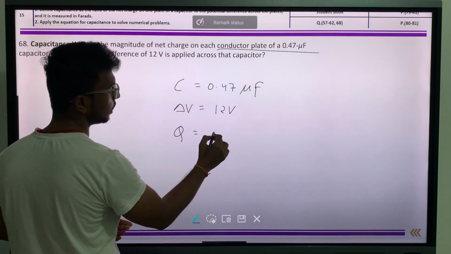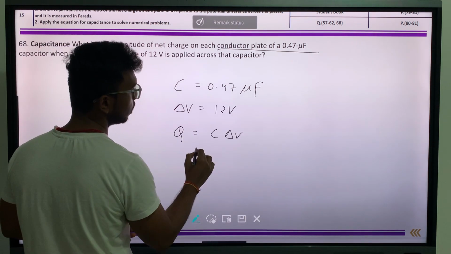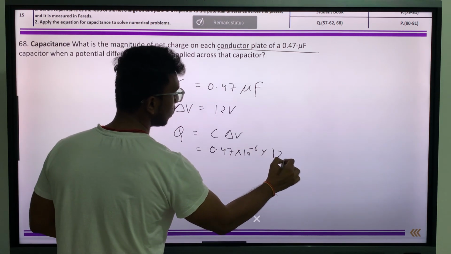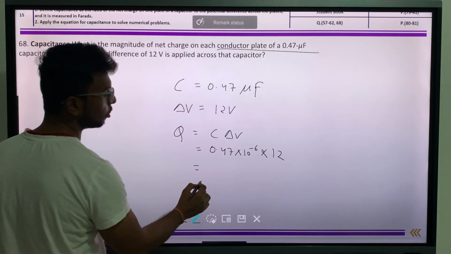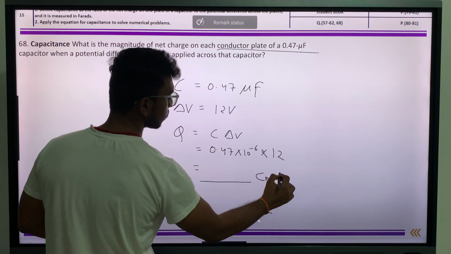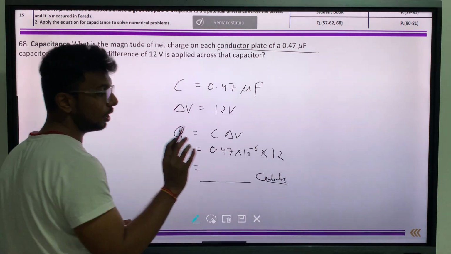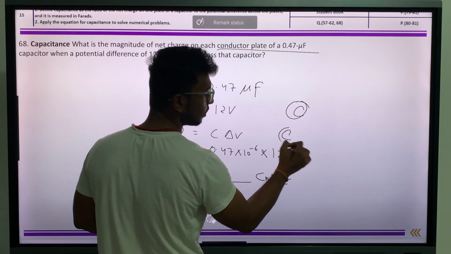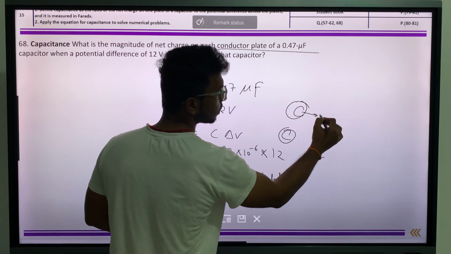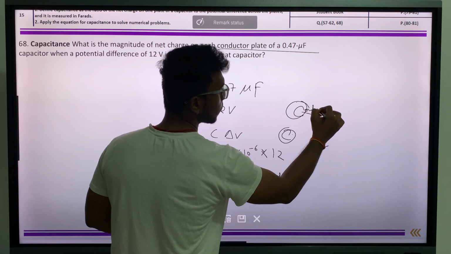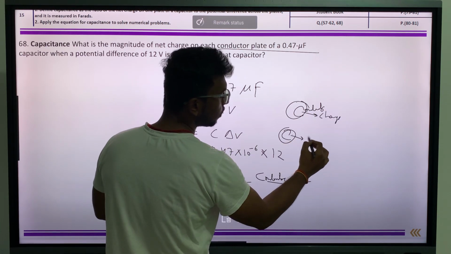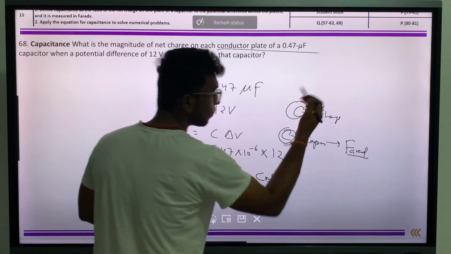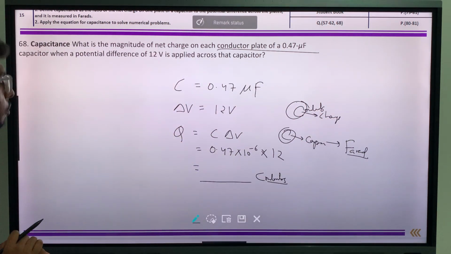So charge comes out to be C times del V. C is 0.47 times 10 to the power minus 6, times 12. Whatever the result comes out to be, that many coulombs. That is the charge. The only point of confusion here is that C is used for coulombs as well as for capacitance. C is the unit of charge, that is coulomb. And C is also the symbol for capacitance, which has the unit farad. The symbol for that is F. So don't get confused between these two.